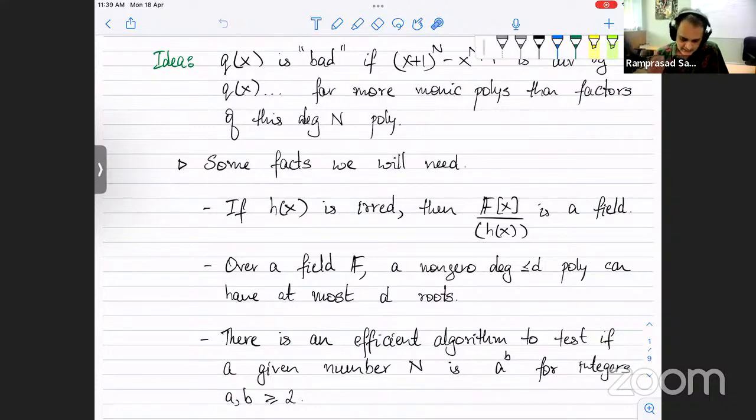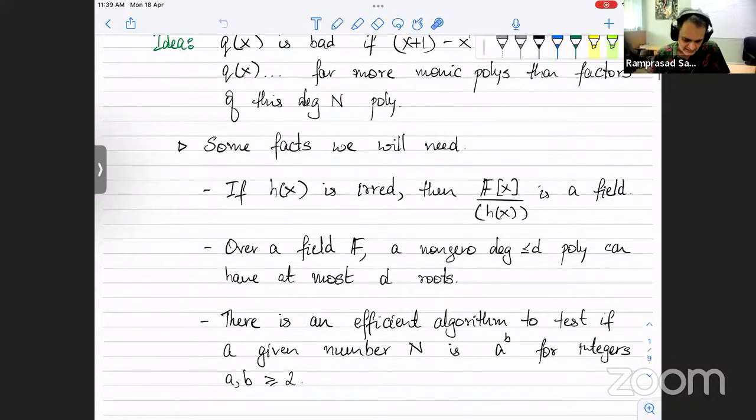Okay. And the second one is the degree mantra, which is that over a field F, a non-zero degree d polynomial can have at most d roots. And this is often used to show that a certain polynomial is 0. You often do that by exhibiting that this polynomial has more roots than its degree, so it better be 0. Okay, but again, it's important that it's over a field. So often we'll have to appropriately change our domain to make this work.